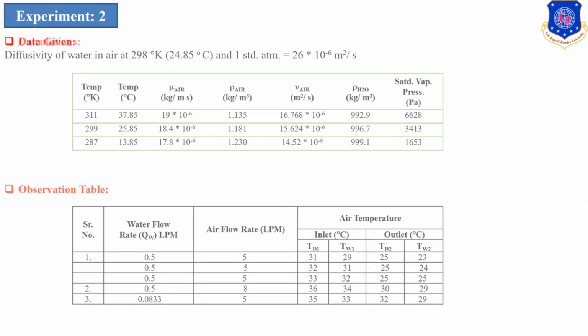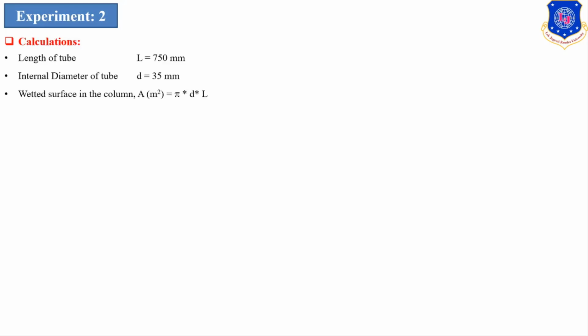Okay, now the calculation portion. For the calculation, the length of the tube is given, that is 750 mm, and the internal diameter of the tube was 35 mm. So we can find the wetted surface area within the column in meters squared, which is pi d L. After that we can find the average temperature of air, T average, which equals (TD1 + TD2)/2. Here TD1 and TD2 are the inlet temperature and outlet temperature of air, but these are the dry bulb temperatures.